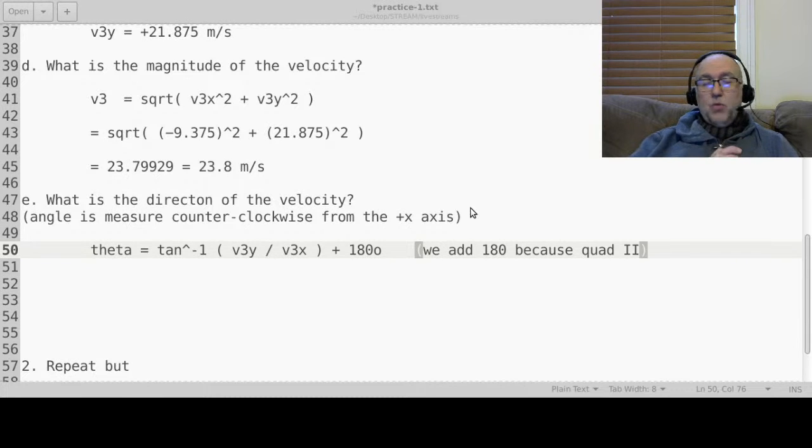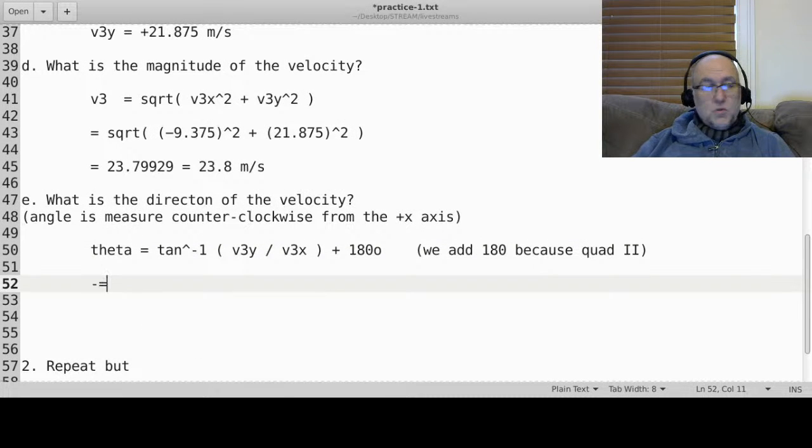In quadrants 2 and 3, you must add 180, otherwise you're on the wrong branch of the inverse tangent. You'll just get the wrong number. Okay, so let's work that out.